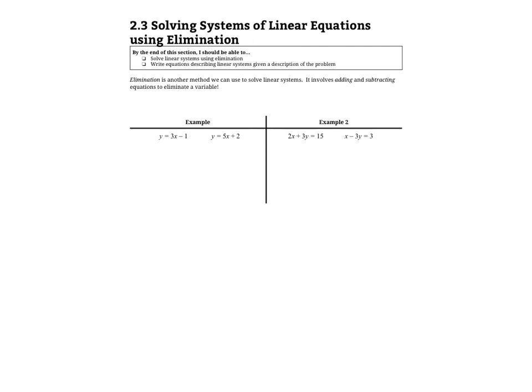Solving a linear system means to find the point of intersection of the two equations in the system. That could be done by graphing both equations on the same grid to visually see where the two lines intersect. You could also solve a linear system using algebraic methods, one of which we talked about in a previous video, which was substitution. In today's lesson, we're going to look at elimination, which is another method that can be used to solve linear systems. It involves adding and subtracting equations to eliminate a variable.